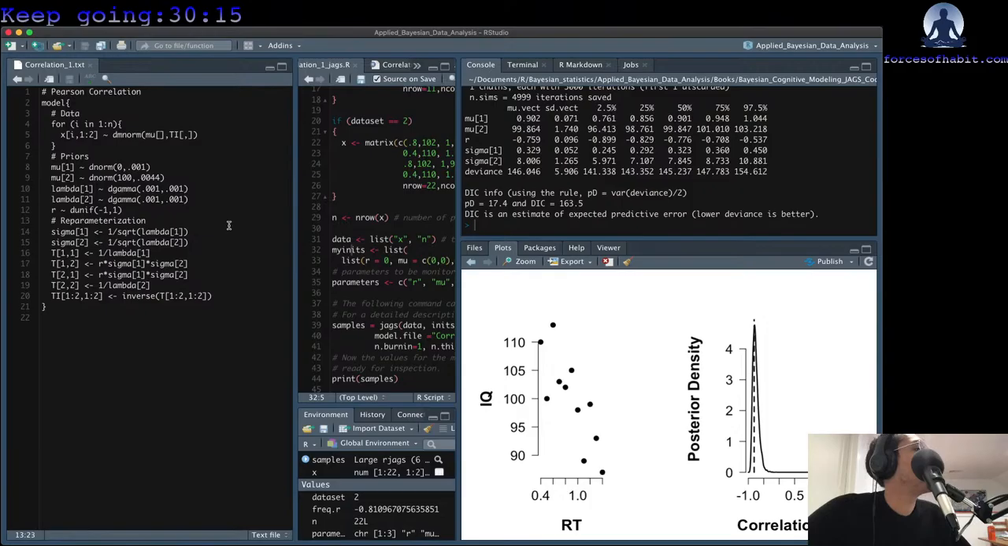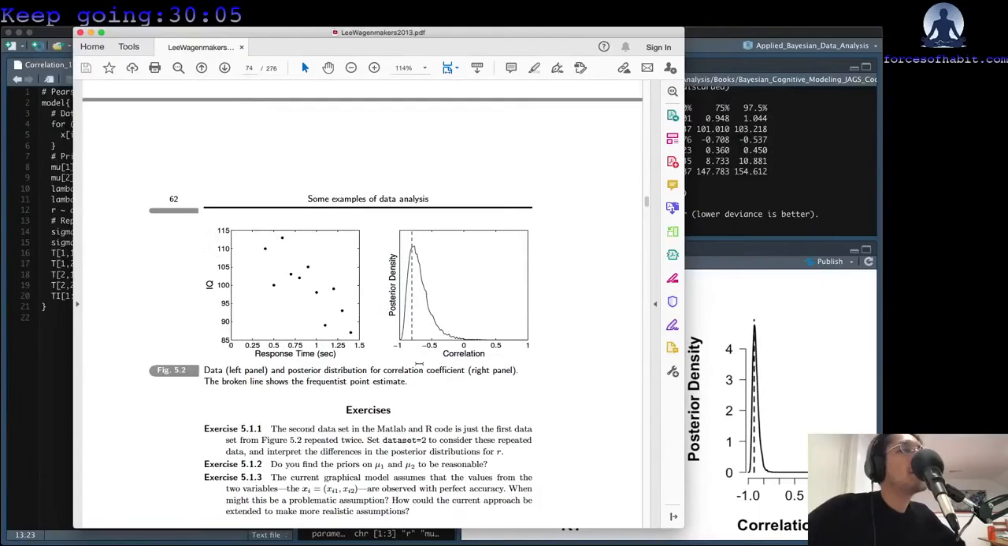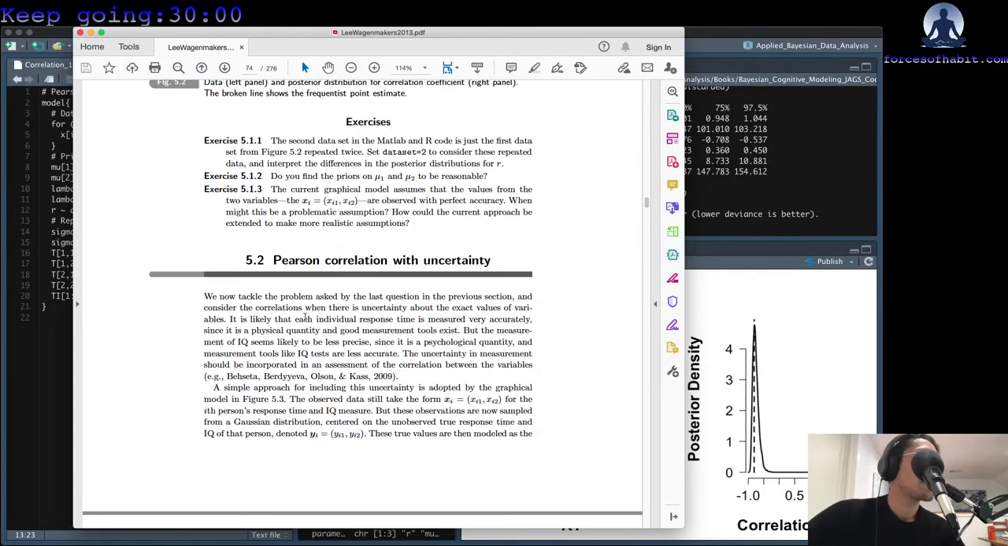As for RT, I don't know how these tend to be distributed. The current graphical model assumes that the values of the two variables, x, are observed perfectly. Right. When might this be problematic? How could the current approach be extended to be more realistic assumptions?